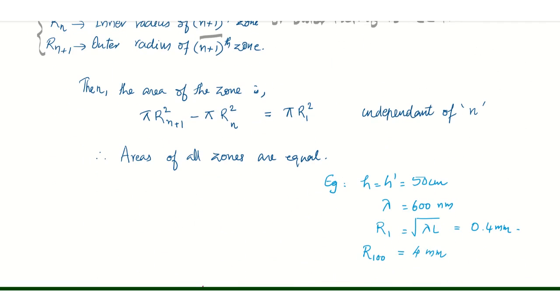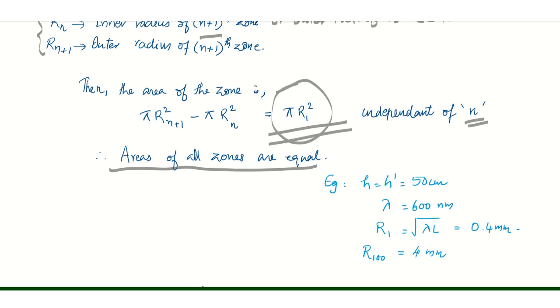Then the difference in area is actually pi r1 square. That is for an arbitrary n. If you have pi r2 square minus pi r1 square, you should still get pi r1 square, which is independent of n. Which means that in such a situation, the areas of all zones are equal.